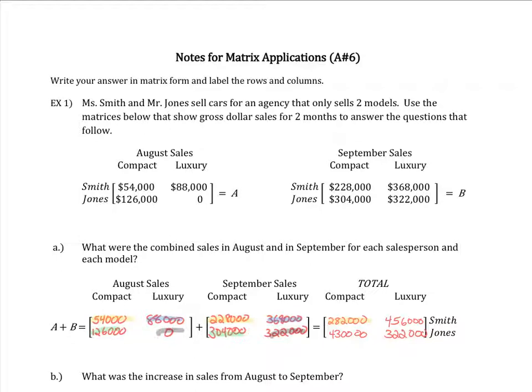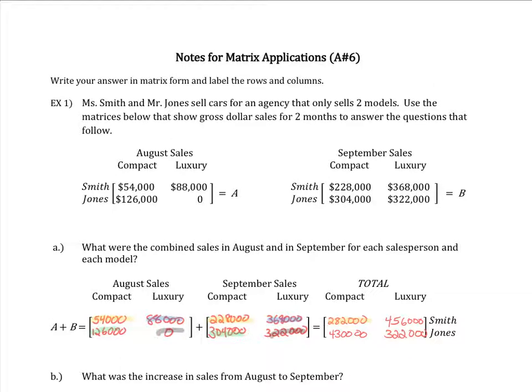Well, increase from August. So I think if we did something like this, we know that Miss Smith sold $54,000 in compact cars in August, and then it jumped way up to $228,000 worth of sales in compact cars in September. If we wanted to figure out how much it jumped, we can just take the September amount and subtract the August amount. But we would have to do that for all of these, so we would be taking all of the amounts of matrix B and subtracting the amounts from matrix A.